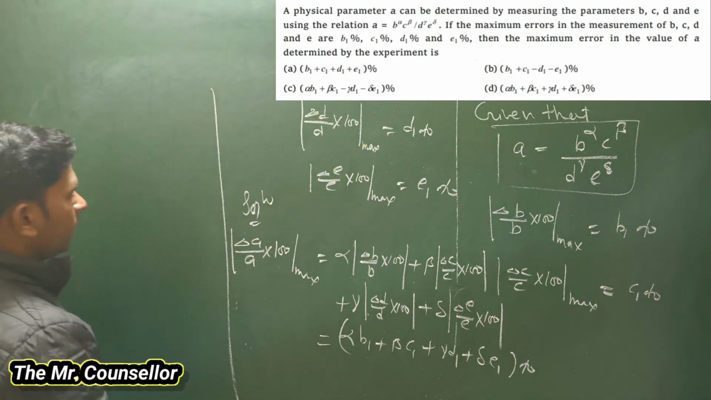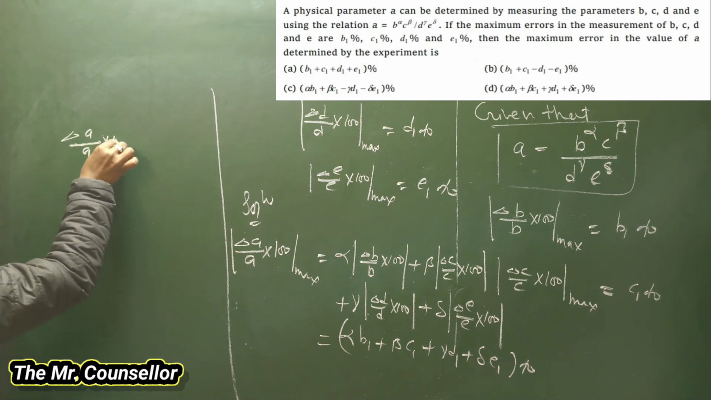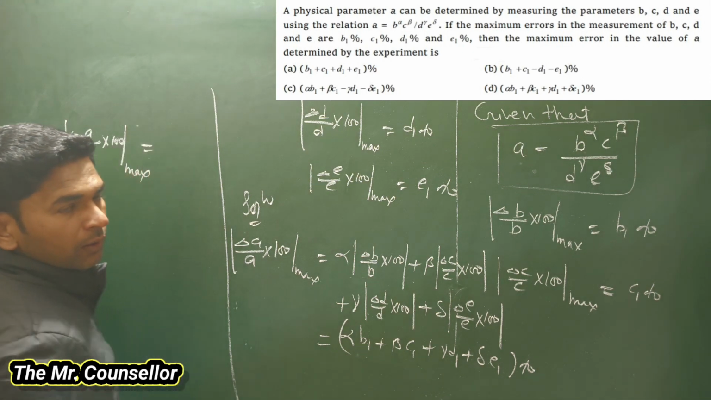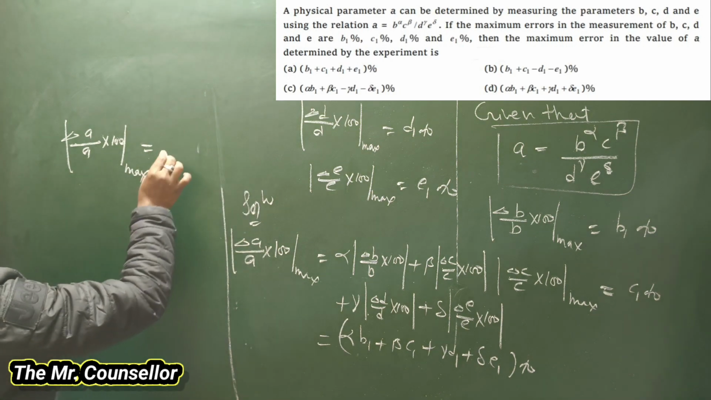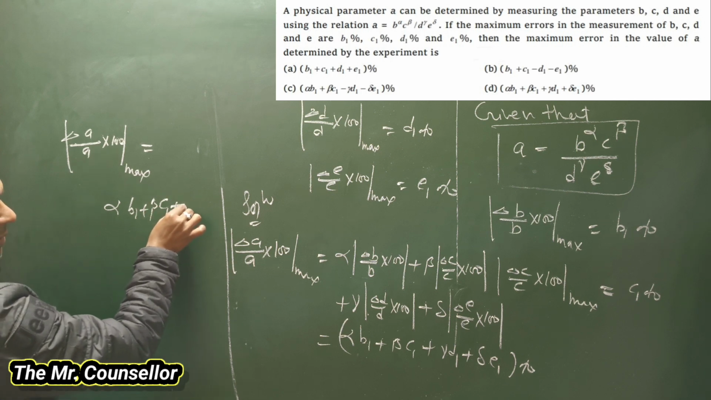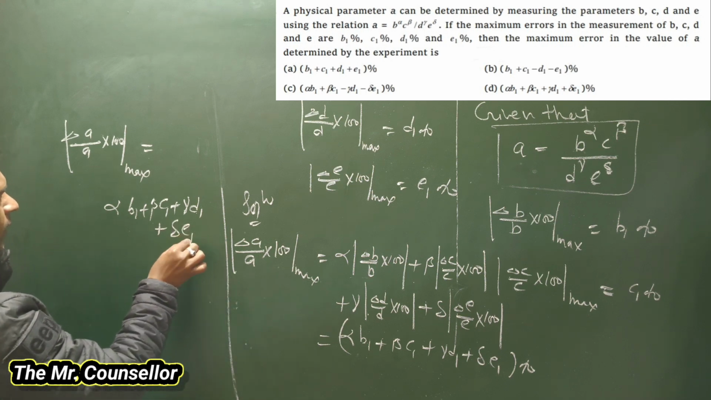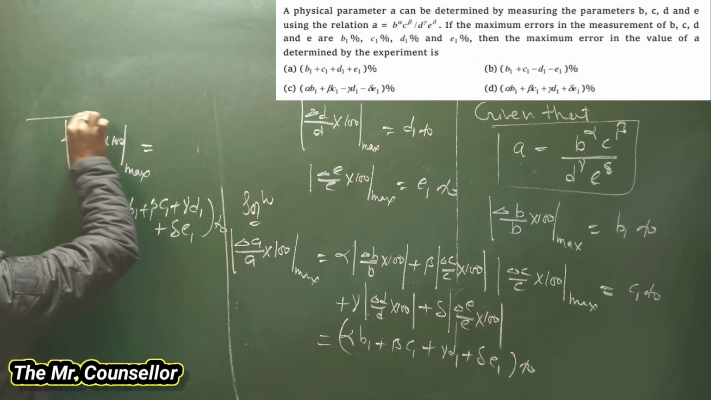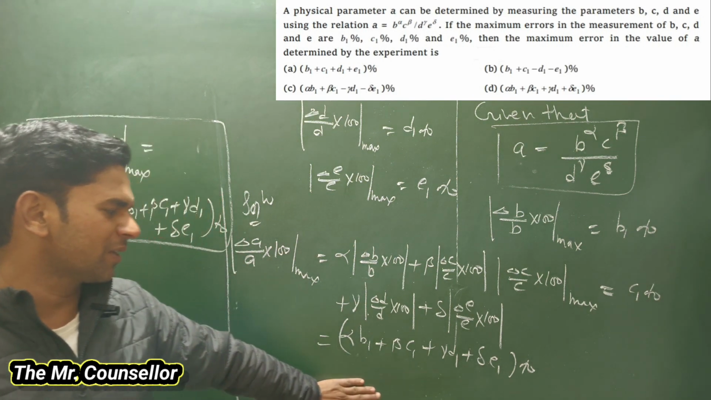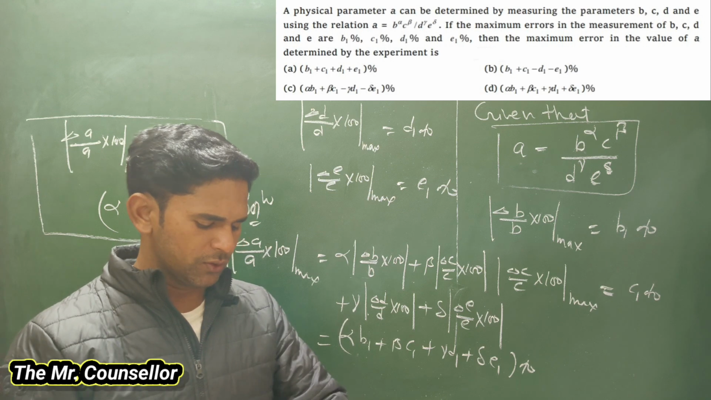So finally, what answer can you write here? You can write del a over a, the maximum percentage error, as alpha b1 plus beta c1 plus gamma d1 plus delta e1. This is the final answer of this problem. Space is not available here, so I wrote it like this, no issues. So this is the right answer. Which option is correct? Option D. You can see option D is the right answer of this question.